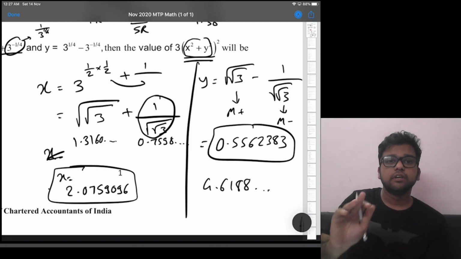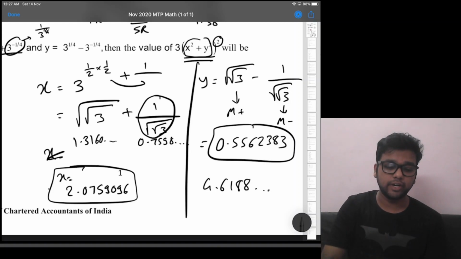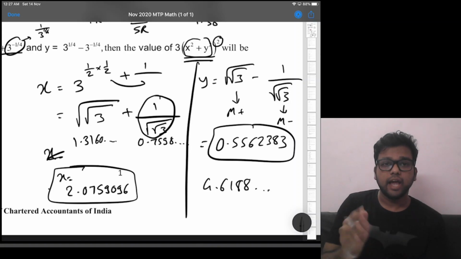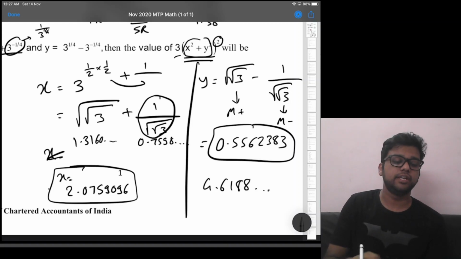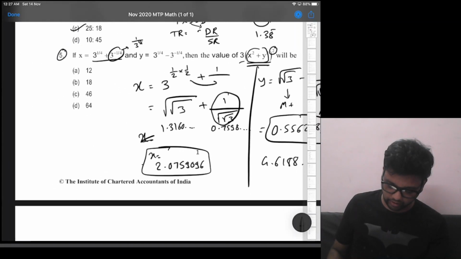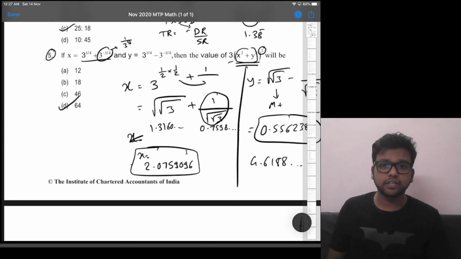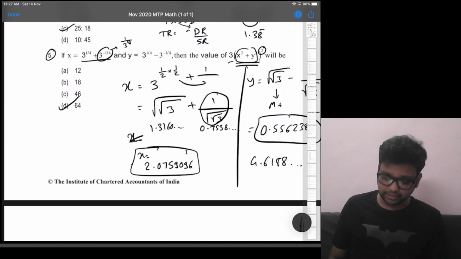Then we have to take that bracket square. Let's take the square of this, into equal to again, and then multiply by 3. That gives us 63.9999, which is nearly 64. So this is the best way to solve such kinds of questions. Understand that these are bonus questions because you don't need to do anything other than calculator shortcuts. So D is the correct answer.